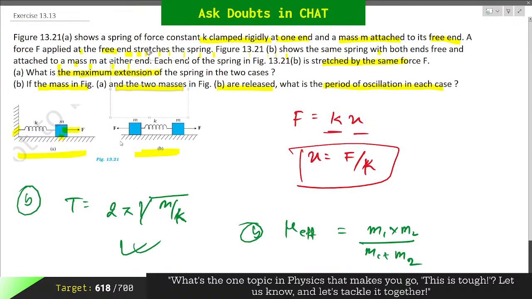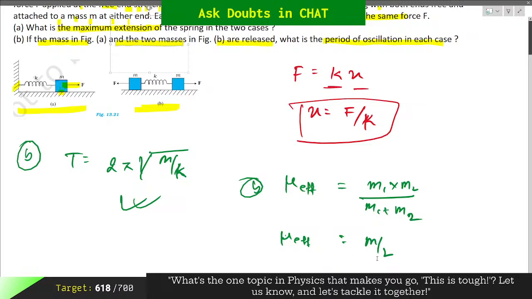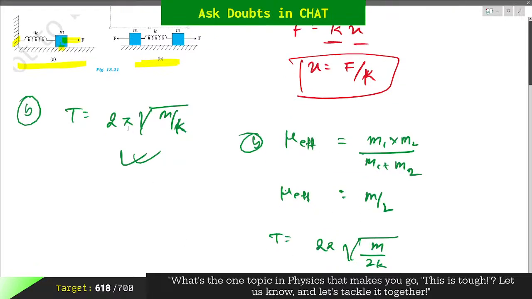But in B, the effective mass comes into play because it is a system of two masses, both of mass m, and they are oscillating together. The effective mass is given as the product of the two masses divided by the sum of the masses, so the effective mass would be m by 2. In the equation of time period, we use T equals 2 pi root of effective mass divided by spring constant, so it would be equal to 2 pi root m by 2k. Let's move to the next question.